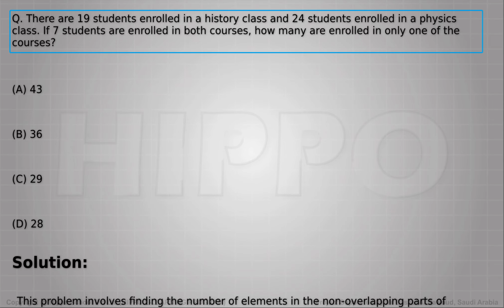Hello, class. Let's take a look at this question. It's a classic example of a sets problem, which you'll see quite often. We're given information about two groups of students, one in history and one in physics, and we're told that some students are in both groups. Our goal is to figure out how many students are taking exactly one of these classes, but not both.